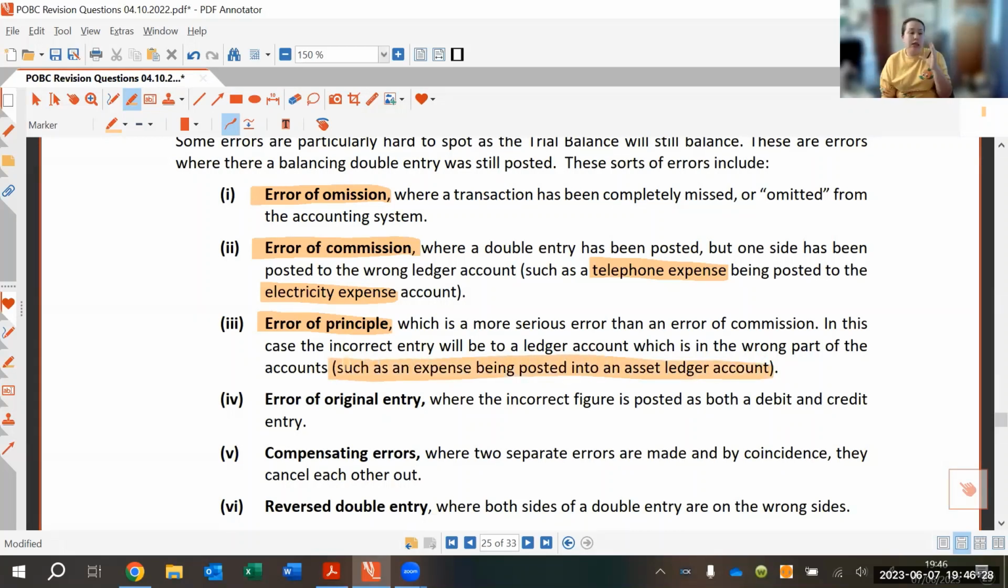But they love to potentially ask you what type of error this is and give you an example. And I would be pretty confident that they'll give you either an error of commission or an error of principle to have a look at.